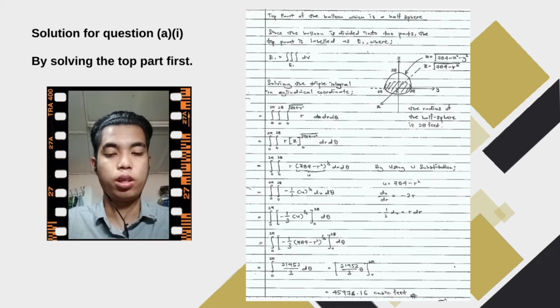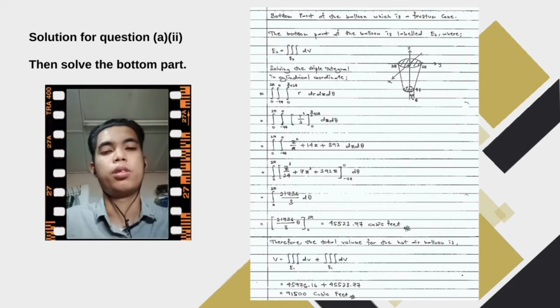Then we will get 21952 over 3 d theta. Then we will solve the integral of d theta. Then the final answer we will get for the volume of the top part of the balloon is 45976.16 cubic feet.